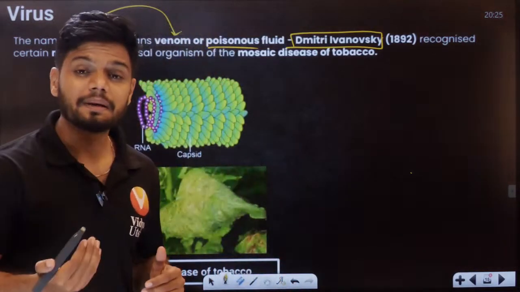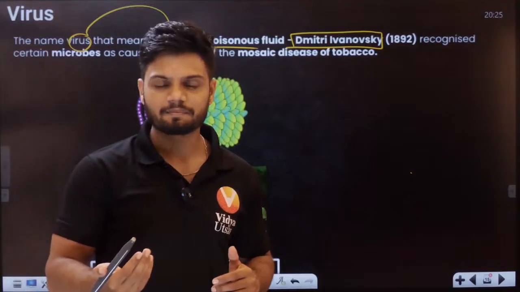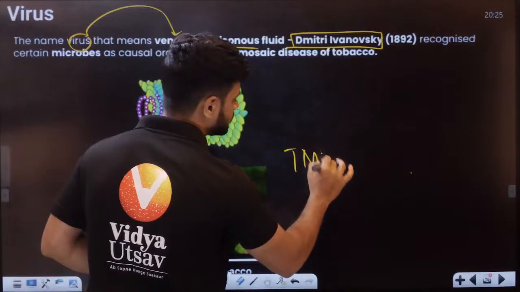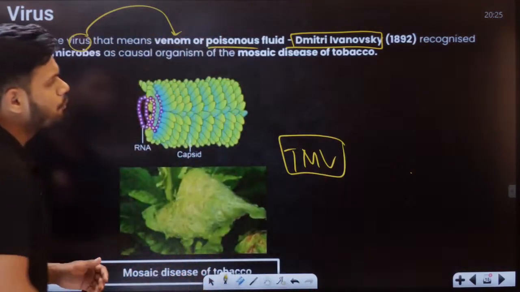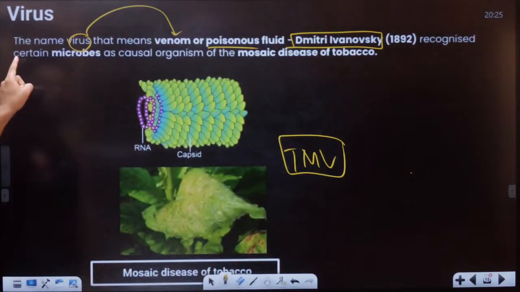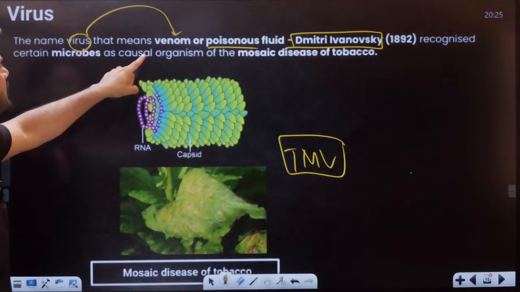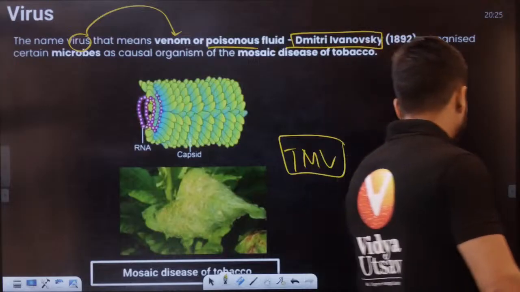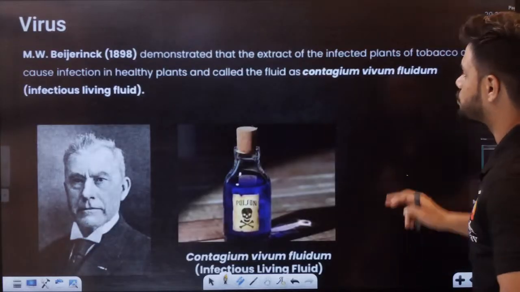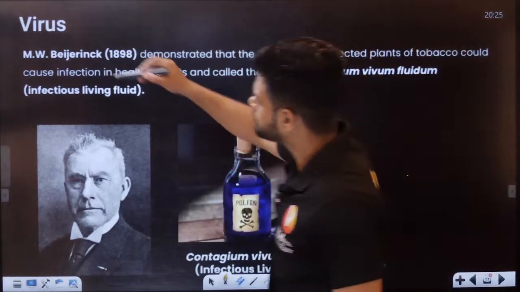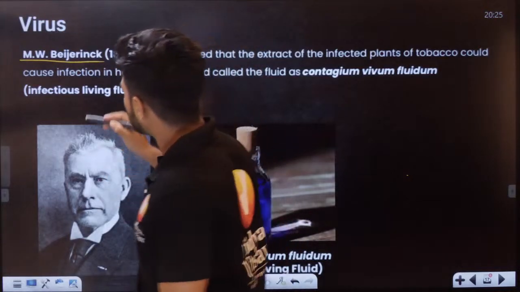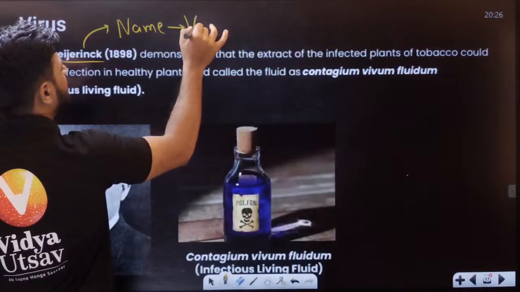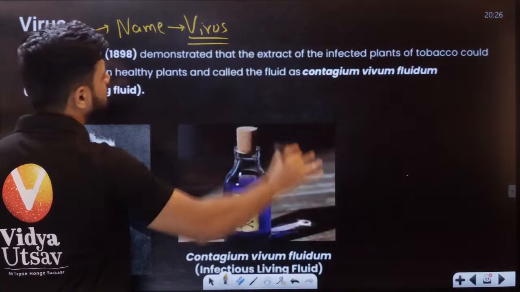Dmitry Ivanovsky was working on TMV, also called tobacco mosaic virus, students. He recognized certain microbes as the causal organisms of the mosaic disease of tobacco. Now students, then we have the main scientist, M.W. Beijerinck. He was the scientist who gave the name virus. The term virus was given by Beijerinck.